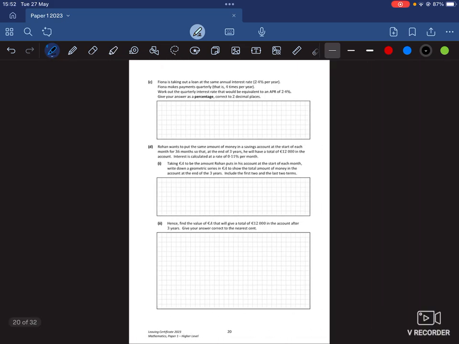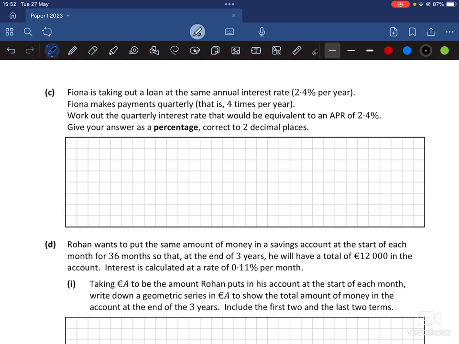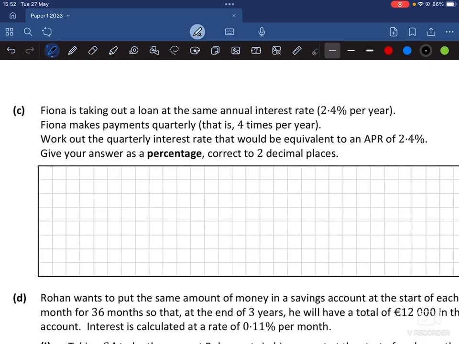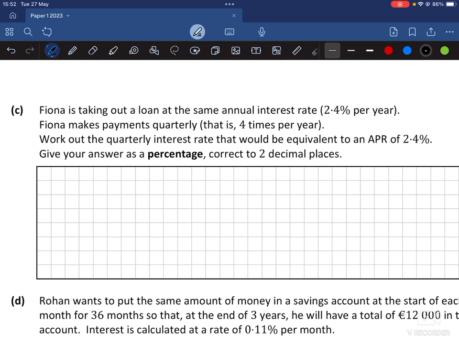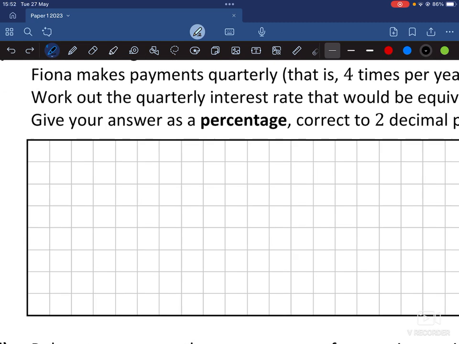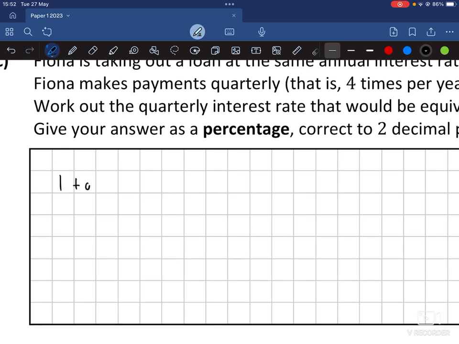Nice. Okay. Then we're told, oh, interesting. Fiona's taking out a loan at the same annual interest rate, 2.4% a year. She decides to make payments quarterly, 4 times per year, and then we're asked to work out the quarterly interest rate that would be equivalent to an annual percentage rate of 2.4. So this was our formula, 1 plus i. It's going to be to the 4 this time.